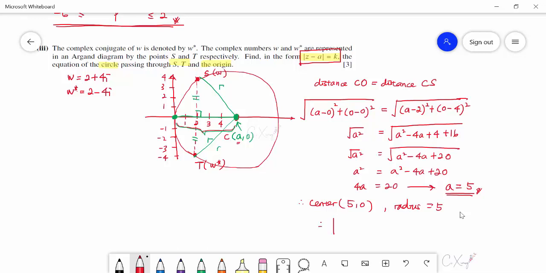Therefore, the equation of the circle will be |z minus 5| equals 5. Or you can make it like this first. You can make it as |z minus the center, 5 plus 0i| equals 5. The radius you can straight away put in here. Then eventually you will get |z minus 5| equals 5.